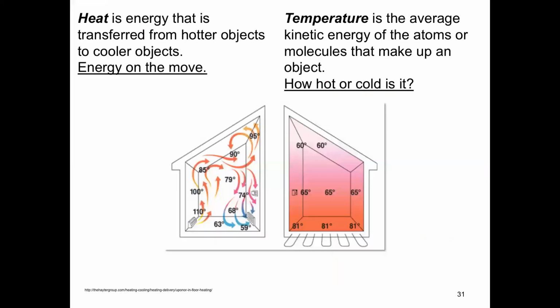Okay, so we can think of heat as energy that's being moved, right? It's coming off of your hot body and it's going out into the atmosphere, all right? So that's energy on the move, but temperature is different. That's the average amount of kinetic energy, the movement of the atoms in an object, so how hot or cold it is. So what you're measuring with a thermometer is the movement of those molecules in that substance. It's slightly different, okay? And that's not energy on the move. That's just really how much the molecules are moving.